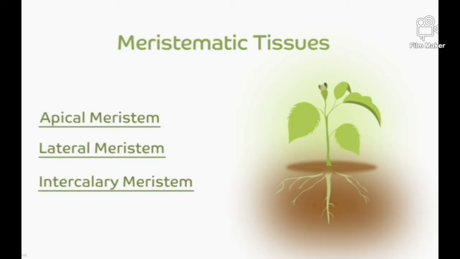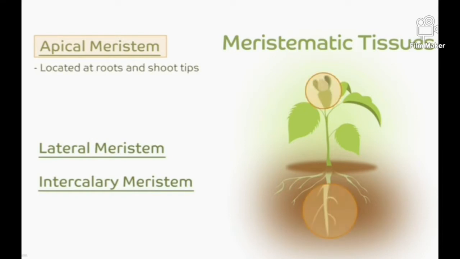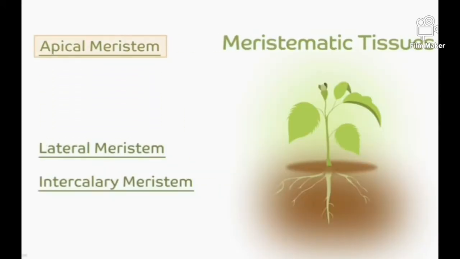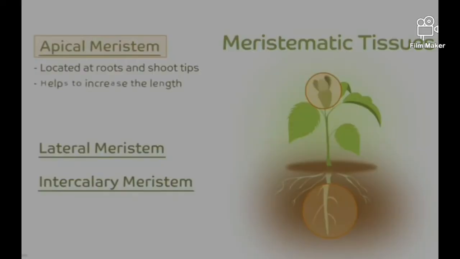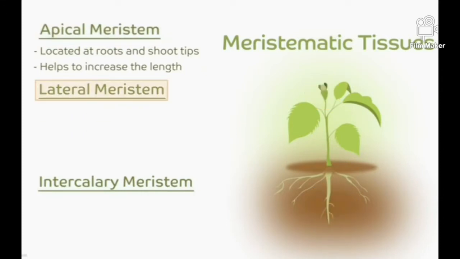The first one is apical meristem. Second one is lateral meristem. The third one is intercalary meristem. Do not be let down by these difficult names. Let me make them easy for you to understand. Apical meristem tissues are found in growing tips of the stems and the roots. This tissue divides and helps to increase the length of the plant.